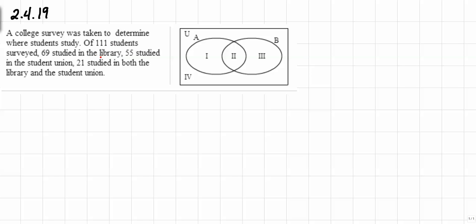two places that they can study. They can study in the library, and that's what we're going to use right here. This will be my library. And then they can also study in the student union. And so this one's going to be the student union.